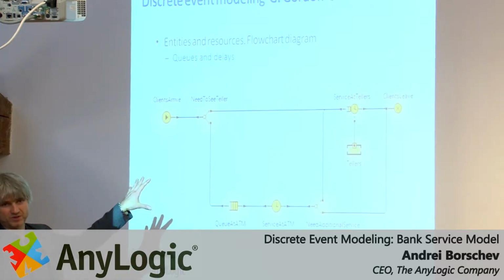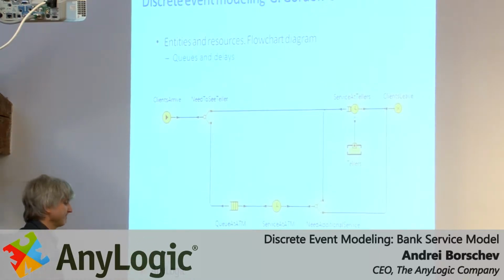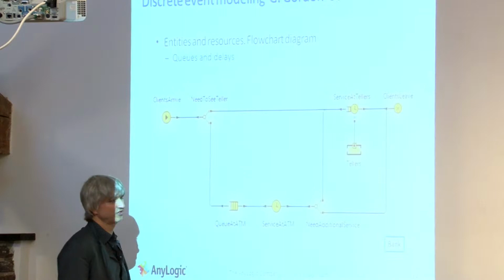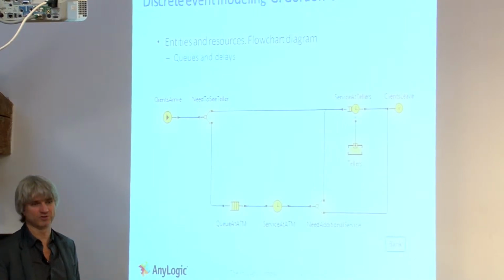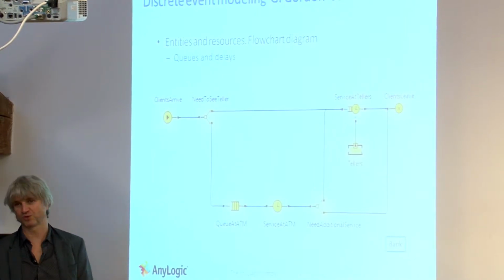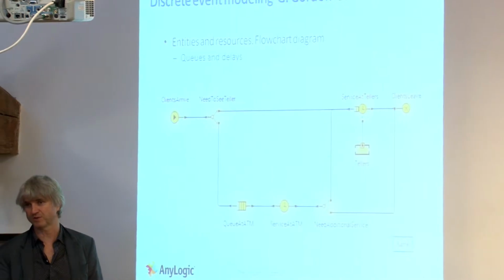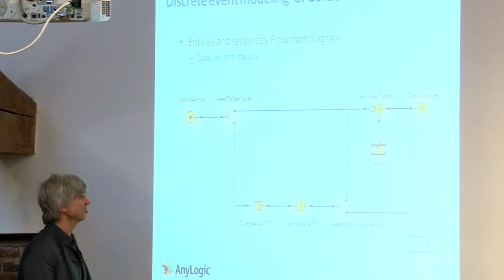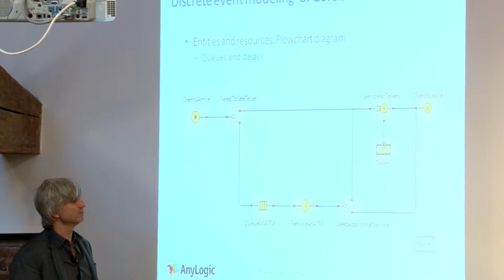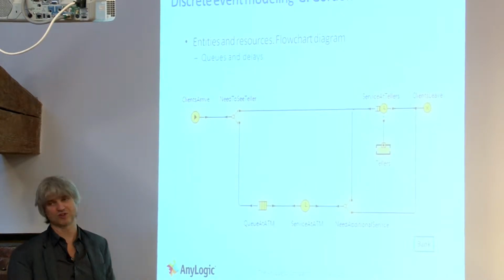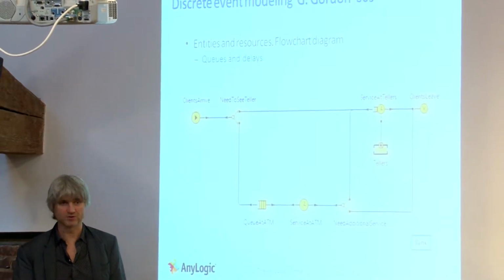Jeffrey Gordon was an engineer at IBM. So in the '60s, he built what's called General Purpose System Simulator, or GPSS. Somebody may have heard this abbreviation. And that can be considered as the first discrete event simulator in the world.